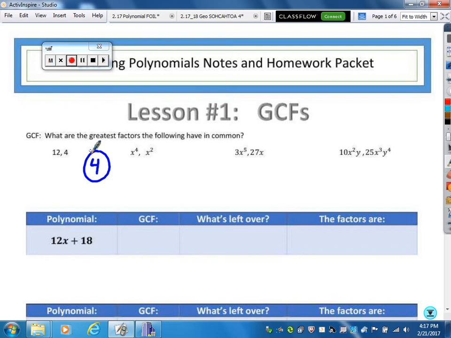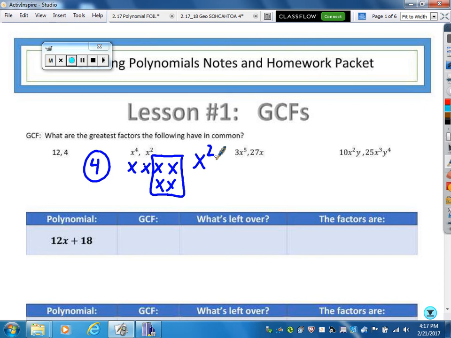Now, when you have variables, here's what you need to do. You need to basically write them out. X to the 4th in expanded form means 4 of them. X squared means 2 of them. So how many x's do those have in common? At most, you can multiply those 2 x's. So x squared would be the greatest x's they have in common.